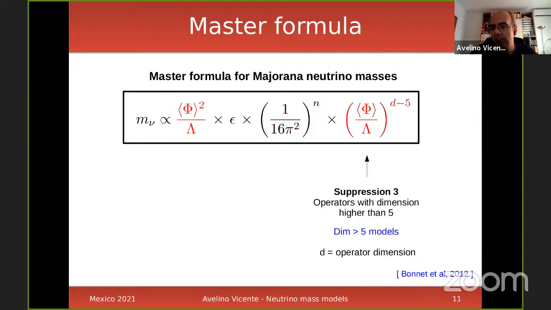And finally, there is a third suppression trick, which is to induce neutrino masses with a dimension larger than 5 operators. So the Weinberg operator is dimension 5, but if you induce neutrino masses by a dimension 7, 9, 11 operator, then you get additional factors of VEV of the Higgs divided by lambda. If this ratio is smaller than 1, then the larger the dimensionality of the operator, the larger the suppression factor, which is, again, what you really want, to have a suppression factor that explains why neutrinos are lighter than the other particles in the standard model.